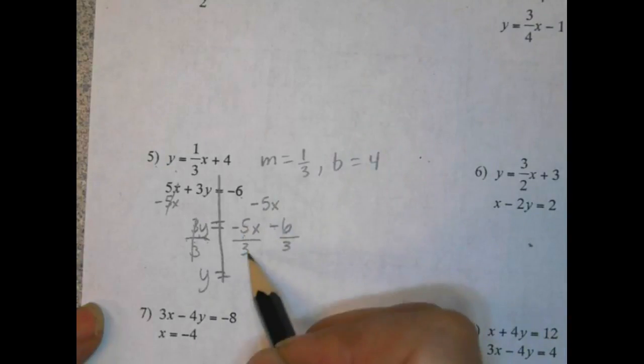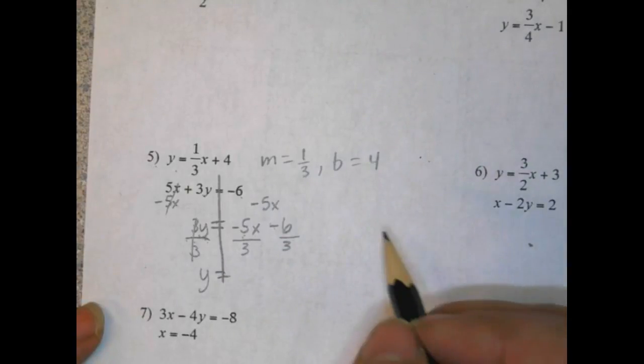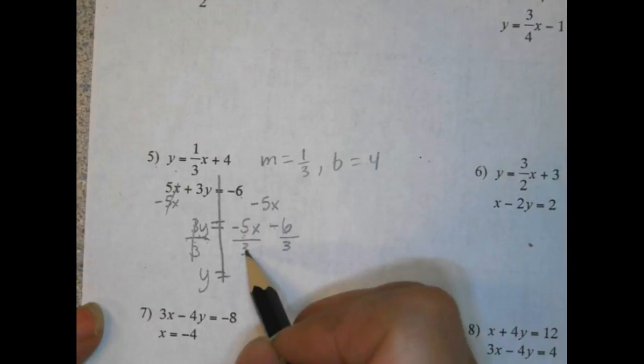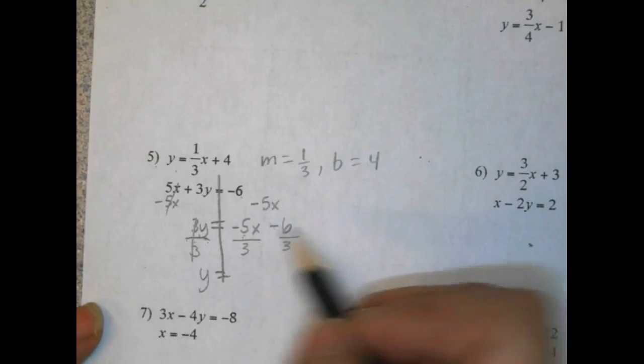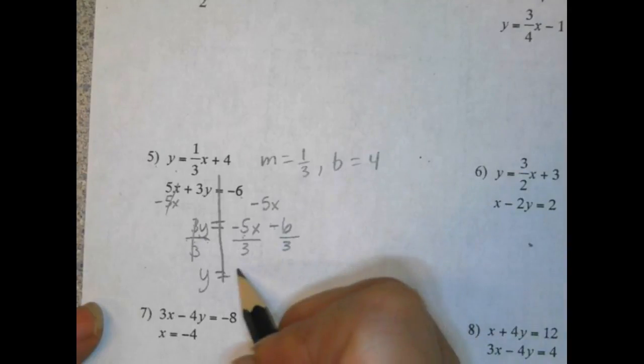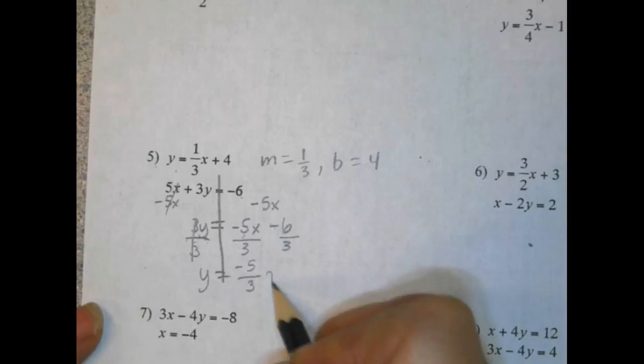Can I simplify this here? I can't, right? I can make it into a mixed number, but I don't want to do that. I want a fraction, rise over run. 5 does not divide by 3. They're not even numbers. I can't simplify it, right? So I'm going to just go ahead and leave it as negative 5 over 3. And that's going to be my slope.